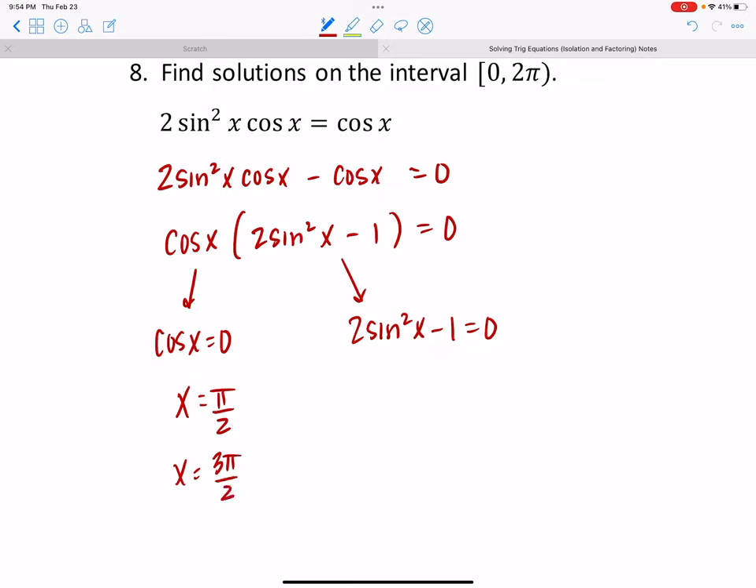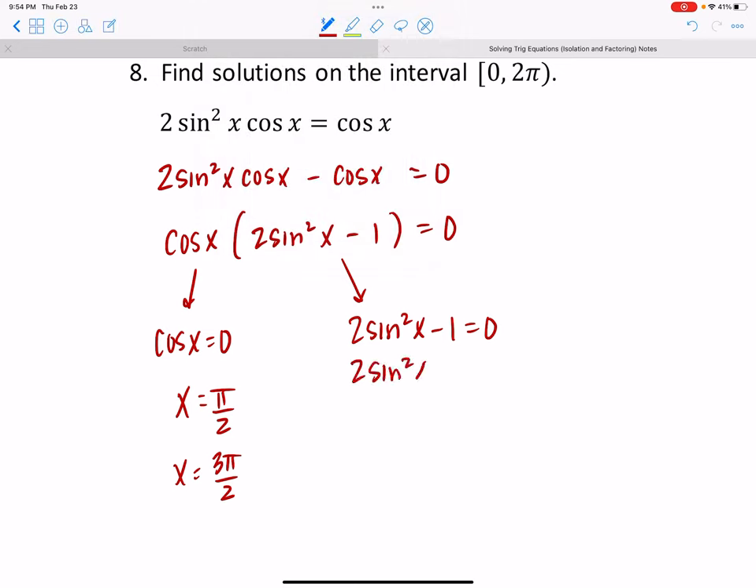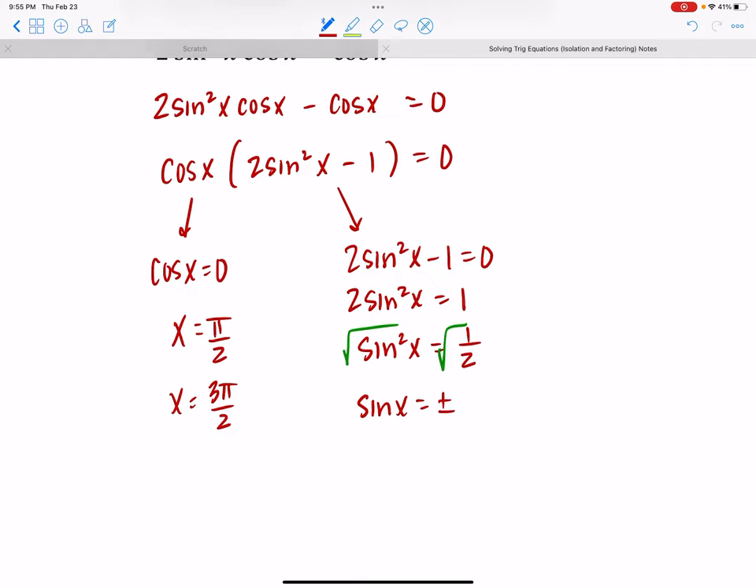And then over here, we're going to have to do some isolation. We're going to add the 1 over, and then divide the 2 over. And I'm skipping a little bit of work. I hope we're okay with that. And then we're going to take the square root of both sides. So the sine of x has to be equal to plus or minus. When I square root this, the square root of 1 in the numerator is going to be 1. Square root of 2, can't do that. So it's technically plus or minus 1 over the square root of 2. If I rationalize that, radical 2 over radical 2, then I'm looking at plus or minus radical 2 over 2, which looks a little more familiar.